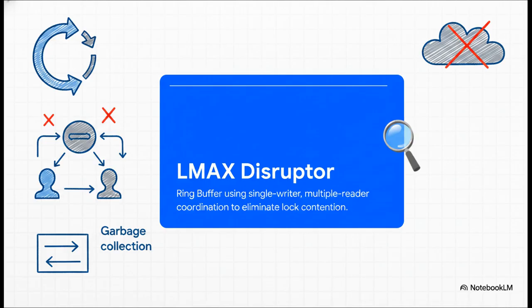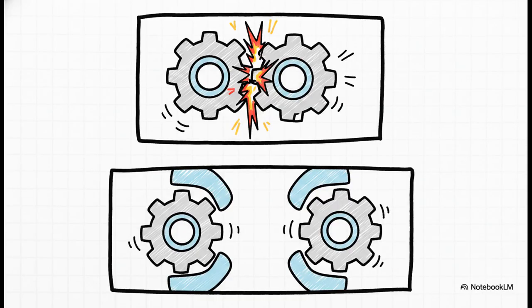So engineers invented the LMAX disruptor pattern. It uses this pre-allocated ring buffer, and it exchanges data between threads using single-writer, multiple-reader coordination. This entirely eliminates the need for locks, and because all the objects are pre-allocated, it practically bypasses the garbage collector entirely. It's genius. The disruptor achieves what we call mechanical sympathy. It genuinely understands how the bare metal hardware actually works.